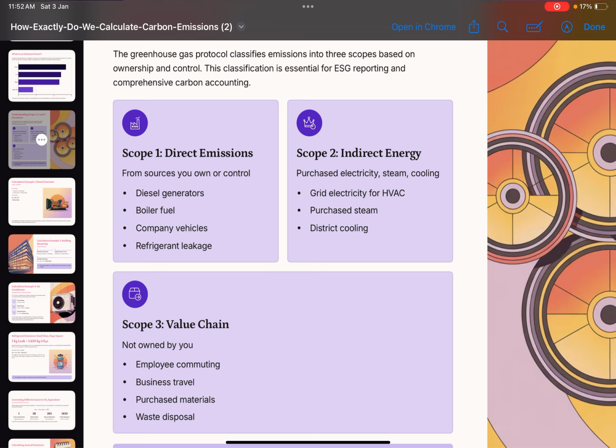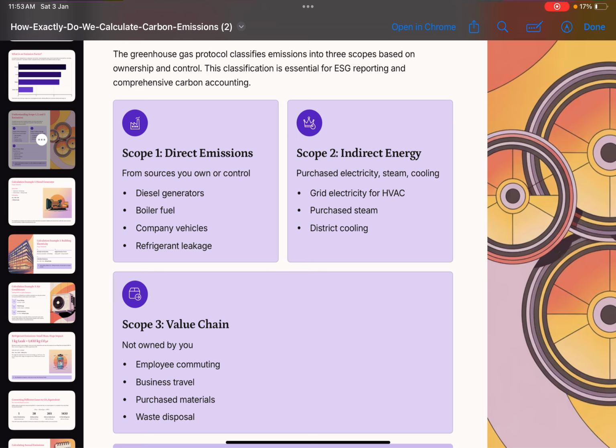emissions. So let's imagine that you have a factory. The factory has a diesel generator as a backup. It has some processing application where a steam generator or boiler is used. There are some vehicles which are owned by the company for commuting the passengers, the employees. And let us say that they have a refrigeration system where there is a refrigerant leak.